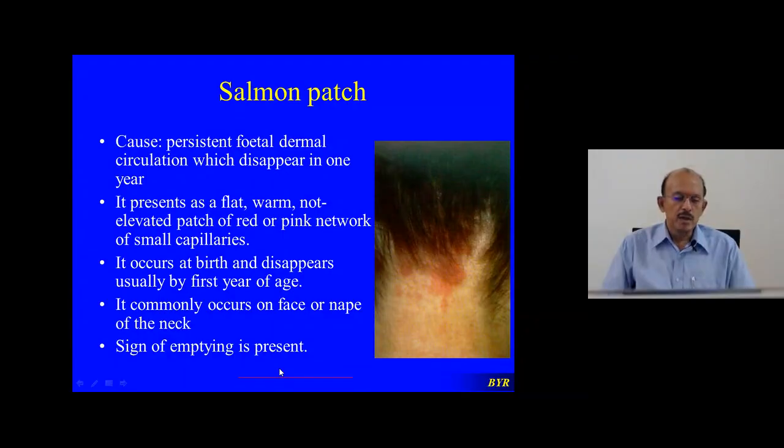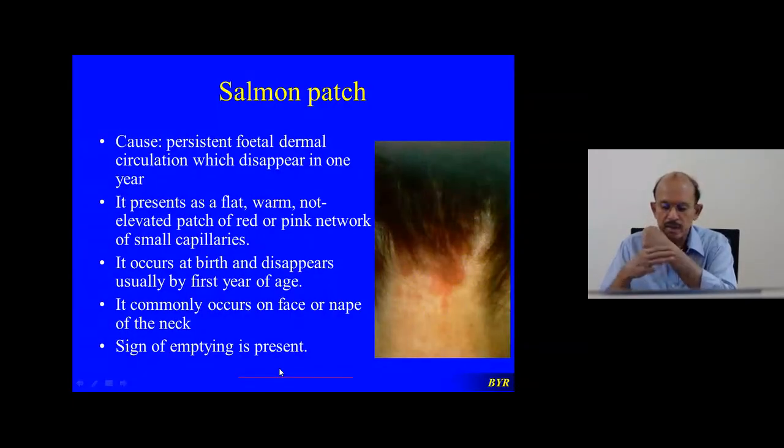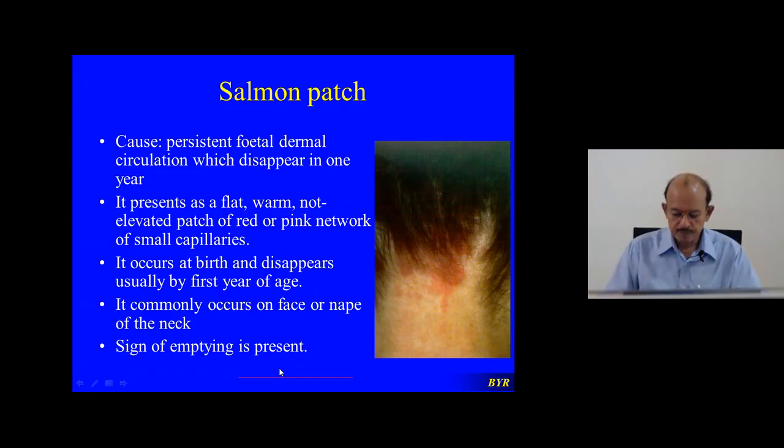Okay, what you do is you take a glass slide, because it's a small lesion. When you press it like this, you can't observe blanching. That's why you take a glass slide and press it over. So through the glass, you will be able to appreciate the blanching of the lesion. So that is how you demonstrate the sign of emptying with the help of a glass slide.